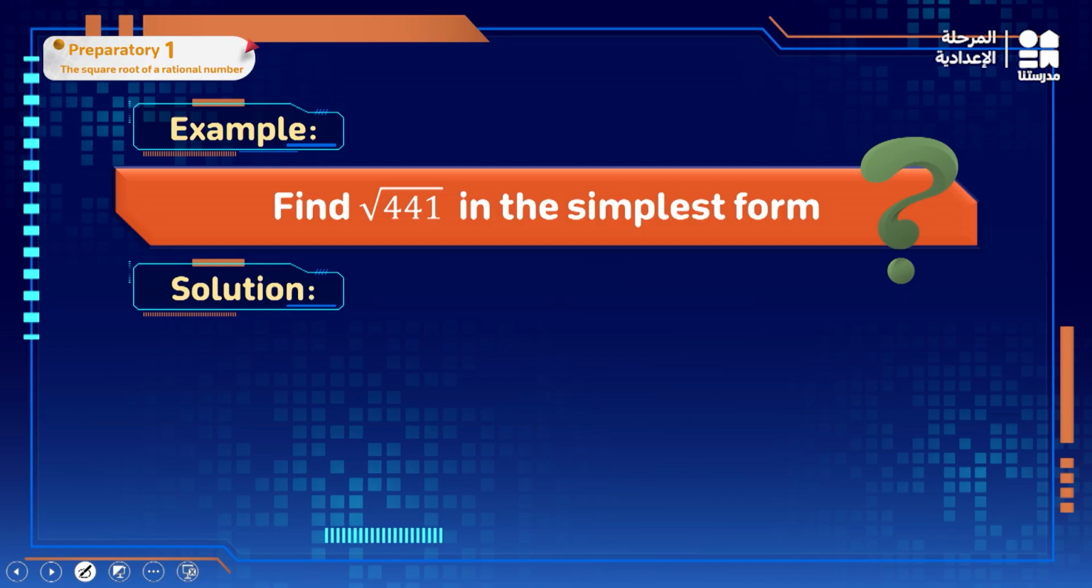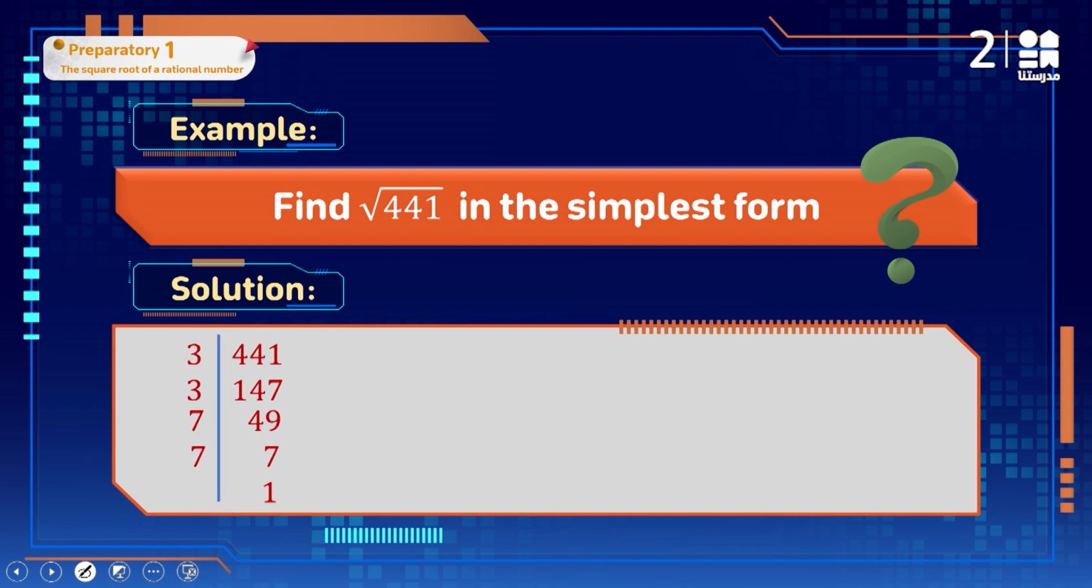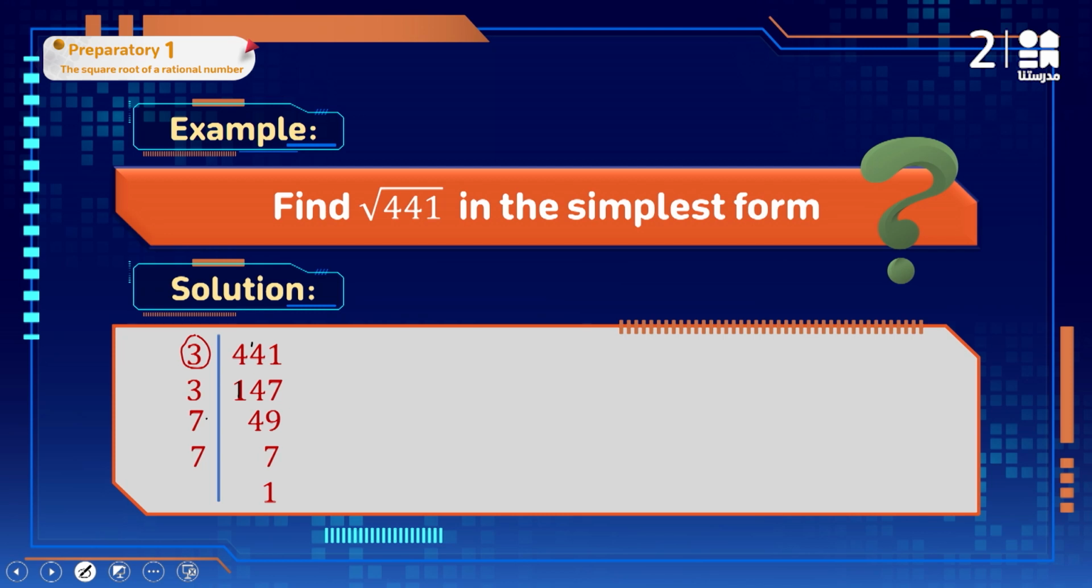So for example, find the square root of 441 in the simplest form. Let's write the prime factorization for 441. I'm going to divide by 3 first. 4 divided by 3 is 1, remainder 1. So we have 14 now. 14 divided by 3 is 4, remainder 2. And 21 divided by 3 is 7. Then divide by 3 again, it is 49. 49 divided by 7 is 7. And 7 divided by 7 is 1. We got 1 at the end.